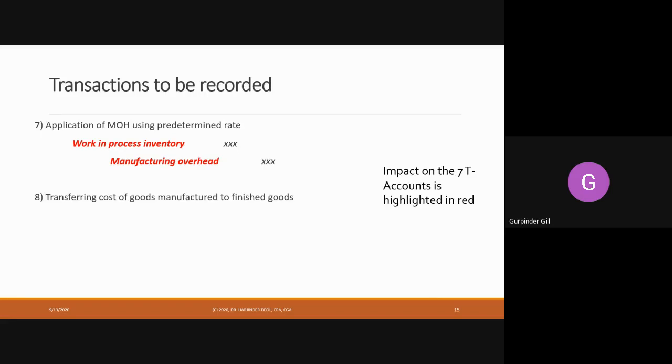And once your goods are completed, they are completely manufactured and they become finished goods, that's when we move them out of work in process and into finished goods inventory. So your finished goods inventory account goes up, so that's why we are debiting that. And your work in process inventory account comes down, which is a credit.